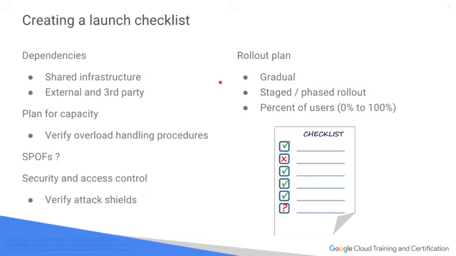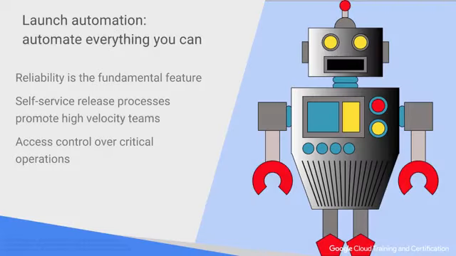We're going to do gradual. Will it be a staged or a phased rollout, or is it going to be for a percentage of users? How are we going to design maybe a canary deployment? So it could be blue, green, many different options here. So once you've concluded on that, then we create automation.